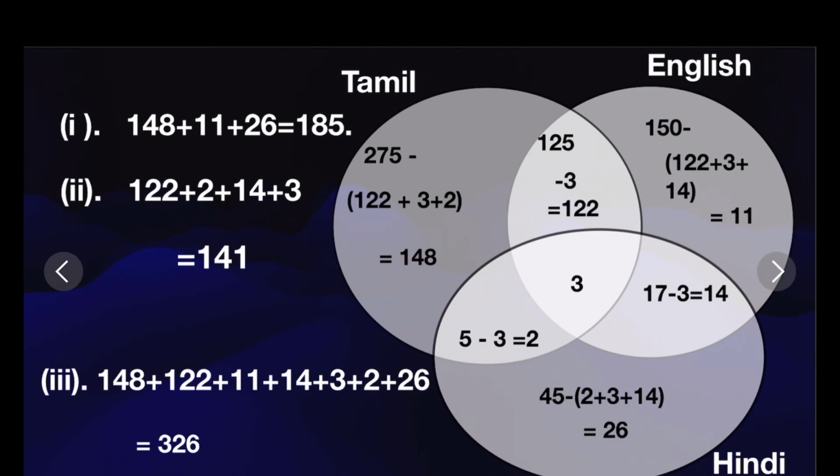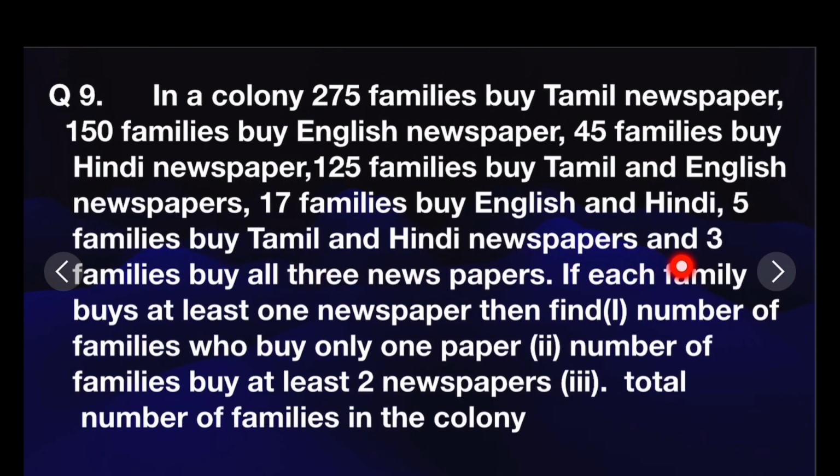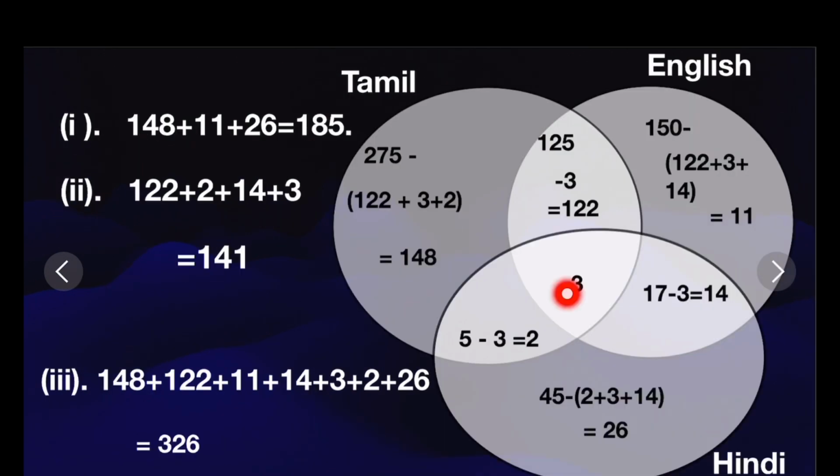Now after drawing the circles, let us fill in the values. First start with 3 families buy all 3 newspapers. Put the value 3 here. Then if you see the sum, they say 125 people buy Tamil and English. So total 125 buy Tamil and English. So the people who buy only Tamil and English will be 125 minus 3, that is 122. Similarly, they have given the total people who buy English and Hindi is 17. So we should subtract this 3 and write 14 in this portion. Here, those people who buy Tamil and Hindi, total is 5. So subtract 3, you will get 2.